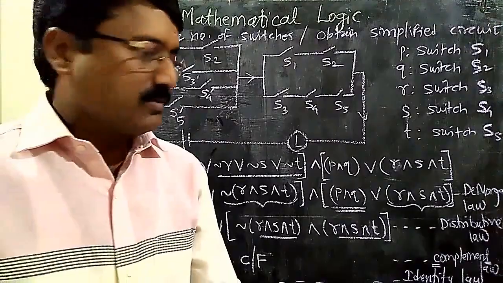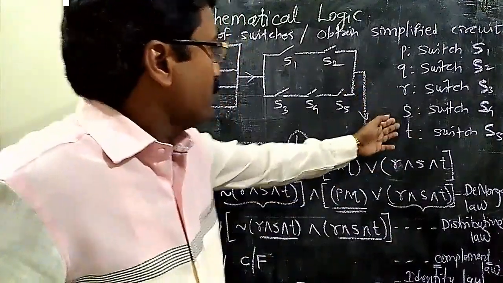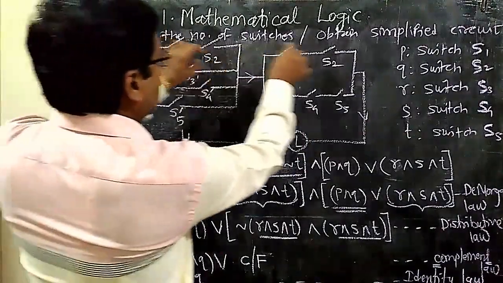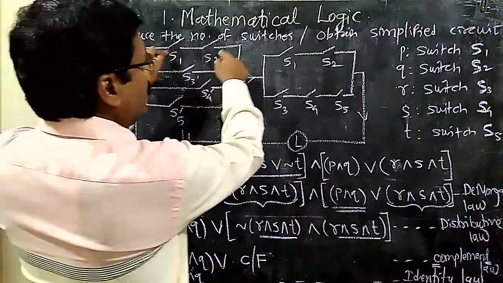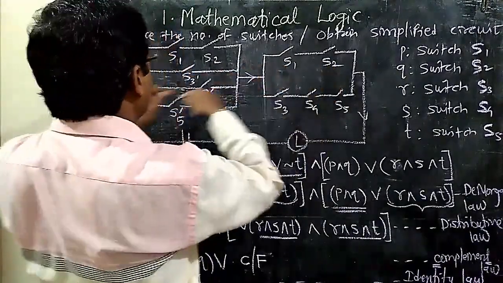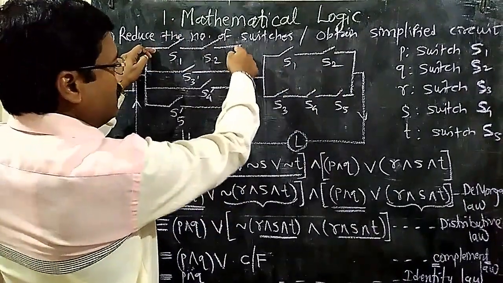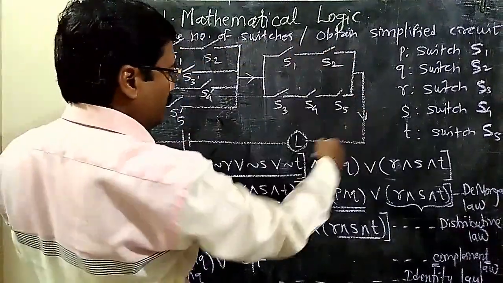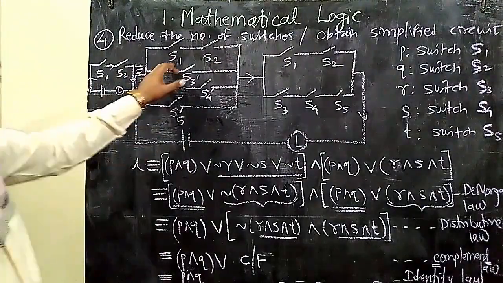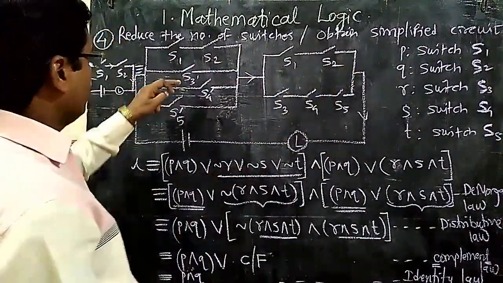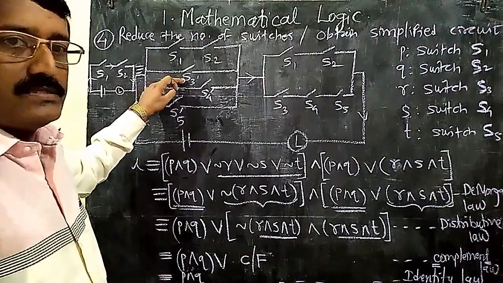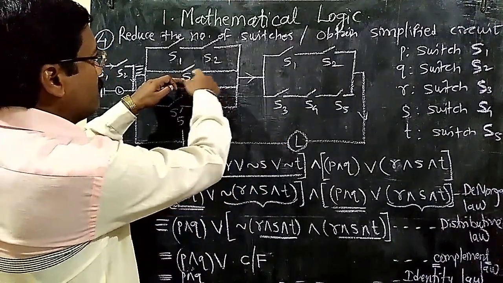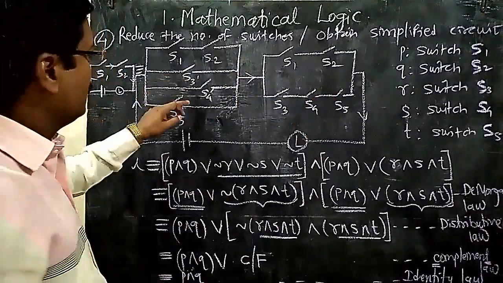We have reduced the number of switches, 5 switches into only 2 switches. If you observe this figure, these branches get repeated. If S1 and S2 are closed, obviously these S1 and S2 will also be closed. So if current passes through this branch, then it will also pass through this branch. So electric current will pass through this circuit and the lamp will glow. So S1 and S2 should be closed. If you observe this branch S3 dash, if this S3 dash is closed, this S3 will be open. So whenever current passes through this, current does not pass through this.